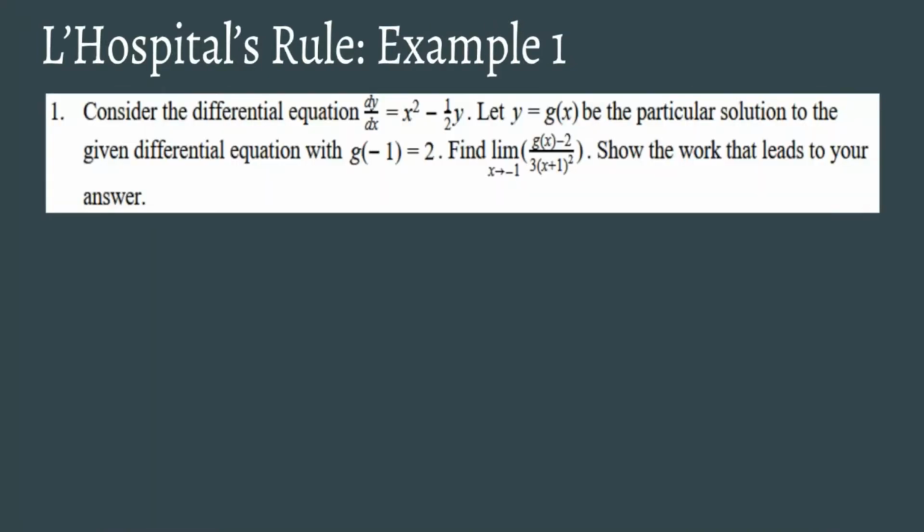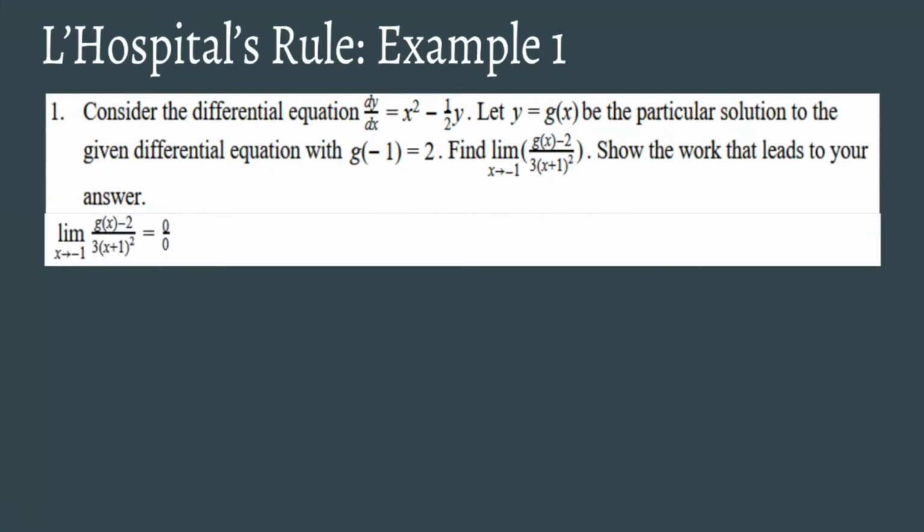Example 1. Consider the differential equation dy over dx equals x squared minus 1/2 of y. Let y equals g of x be the particular solution to the given differential equation with g of negative 1 equals 2. Find the limit as x approaches negative 1 of g of x minus 2 divided by 3 times (x plus 1) squared. Show the work that leads to your answer.